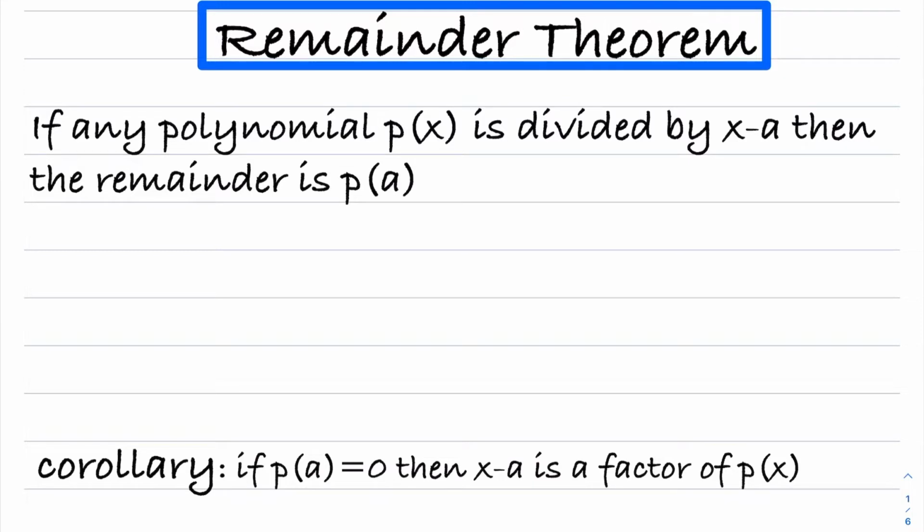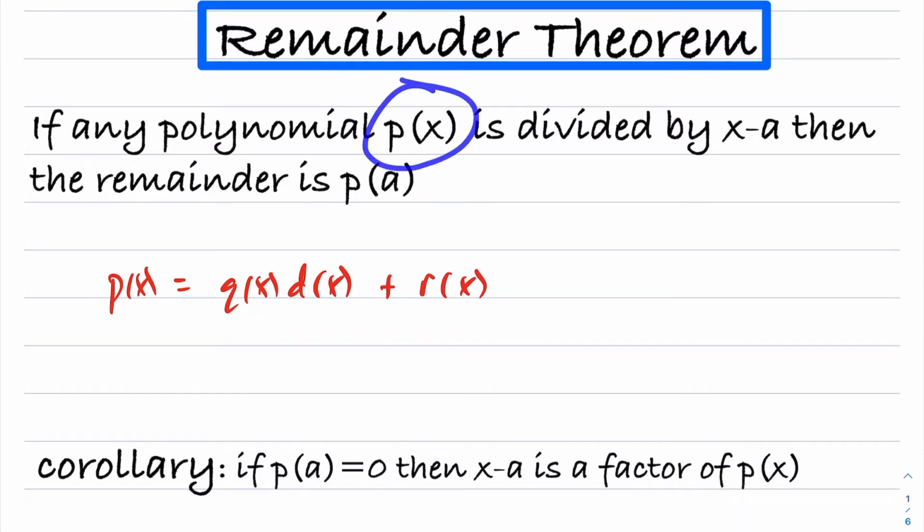In today's lesson, we're going to be looking at the remainder theorem. In a previous lesson, I'll link that in the top right-hand corner, we talked about the idea of the division algorithm, and we discovered that any polynomial, let's say p(x), breaks up into its quotient times divisor plus its remainder. So if any polynomial p(x) is divided by x minus a, then the remainder is the polynomial evaluated at a.